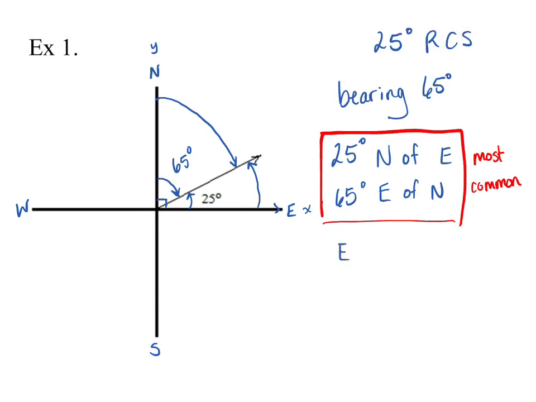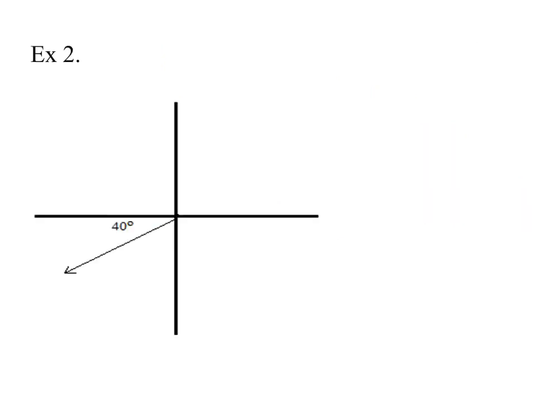Okay? Another way of writing this 25 degrees north of east would be like this. You start east and go 25 degrees north. And same way, another way of writing 65 degrees east of north is north 65 degrees east, meaning start north and then go 65 degrees east of that. Okay, so that's all the different ways that we can write this one angle, which is a lot, but again, we're going to use the north of east, east of north most often. Okay, so let's try that on another one.